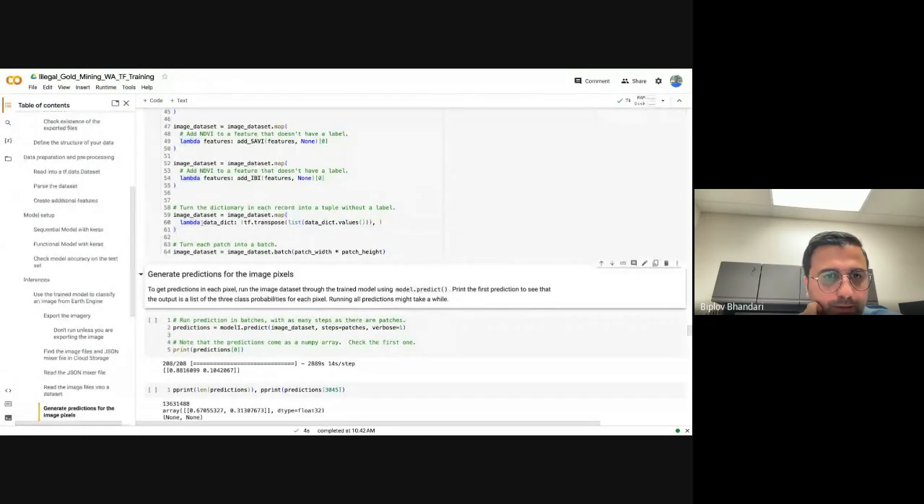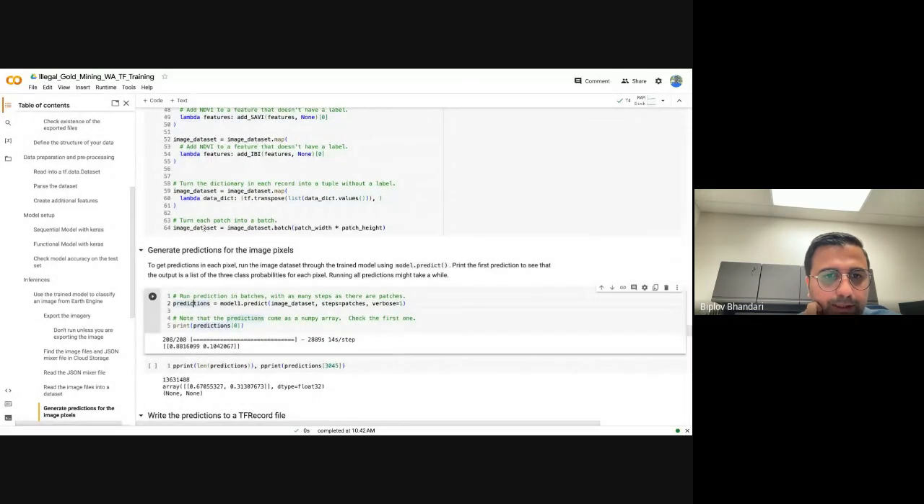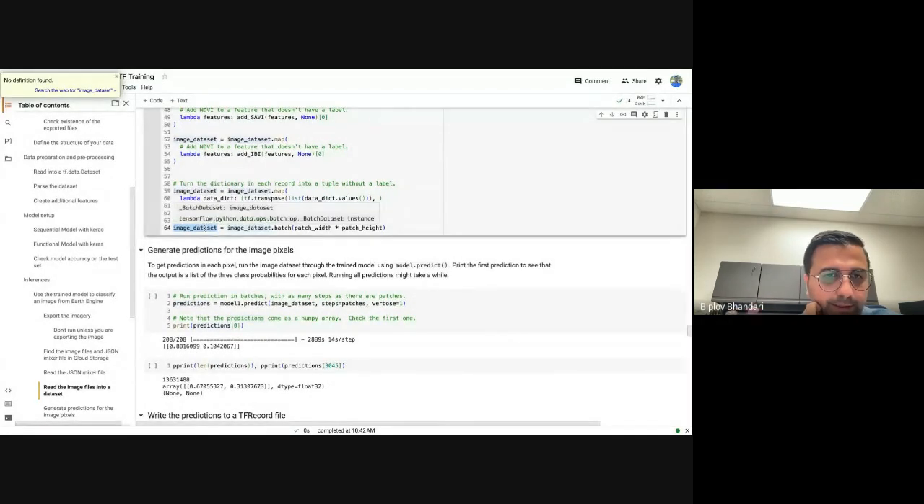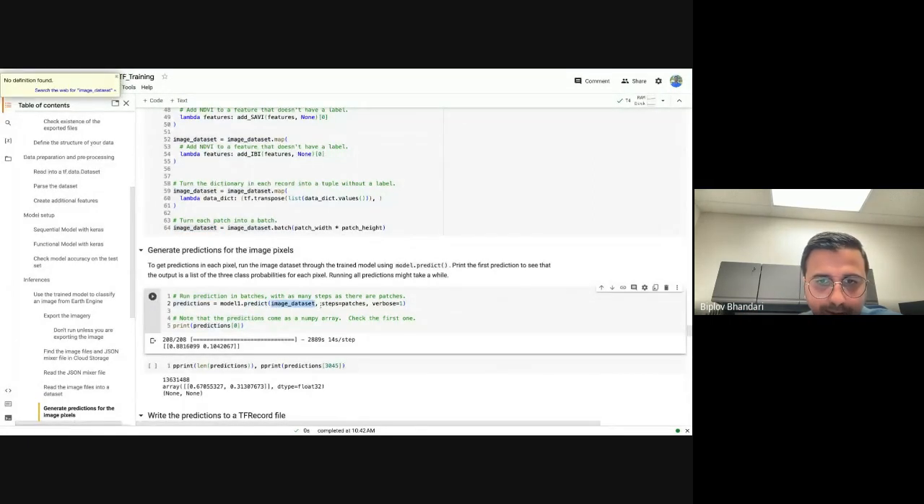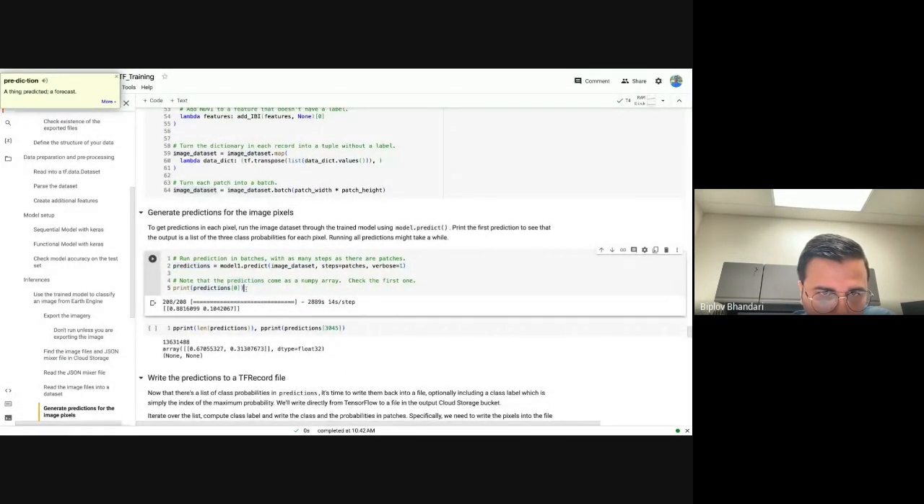When you run that, we have our image datasets ready to be used for the prediction. We're using the .predict method on that image to get our prediction. And again, I'm not going to run this because it takes a long time. But here I'm printing the prediction to show how it looks. It gives you an array of arrays, a list of lists, where your first number determines the probability associated with your 0 class, and your second number determines the probability associated with your mining class, or 1 class.